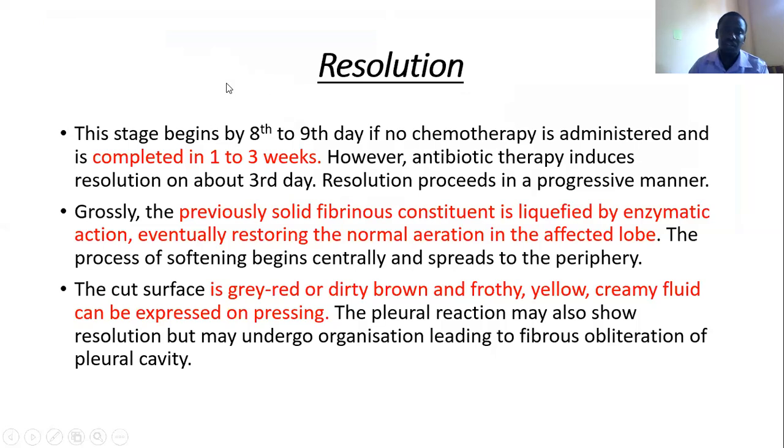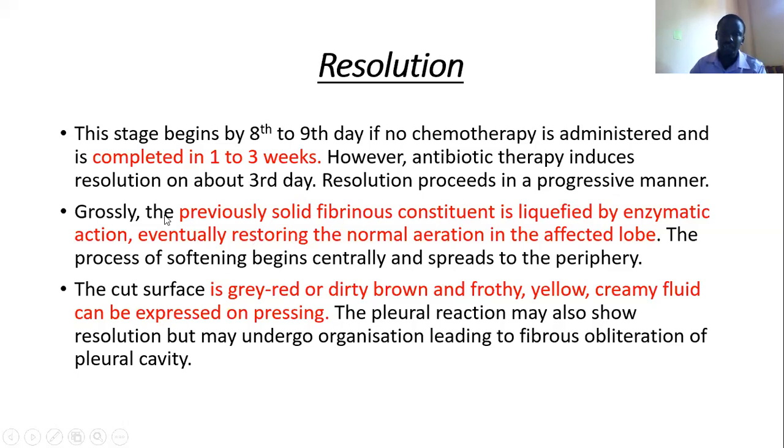Then the last stage is the stage of resolution. Basically, it begins by the 8th or 9th day if there's no chemotherapy. Under normal circumstances, if no antibiotics are administered, it begins around the 8th or 9th day. And it takes about 1 to 3 weeks to be completed. However, if the person has used antibiotics, then the resolution might start about the 3rd day.